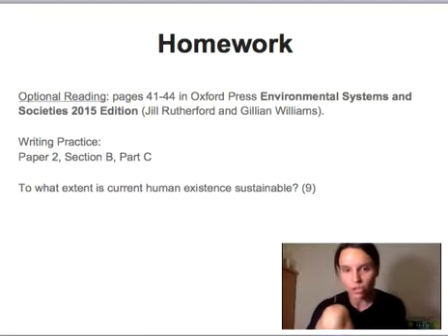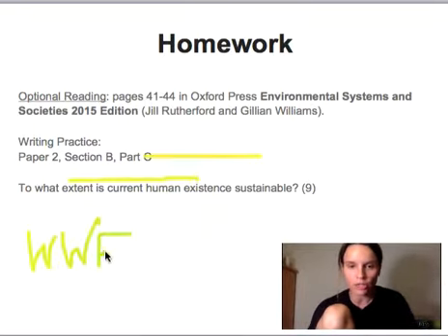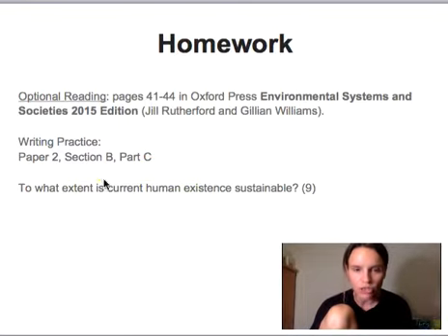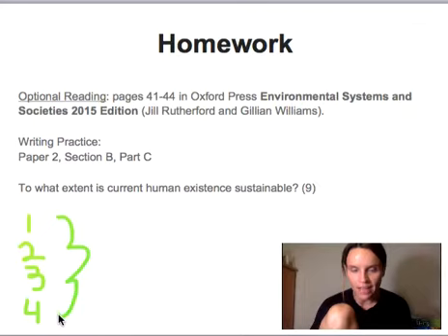And the question that I want you to try to answer is, to what extent is current human existence sustainable? Remember, in these responses, you want to make sure that you are including an introduction, evidence in favor of your argument, counter evidence, and a conclusion. So you can think of it like a 4-paragraph essay.